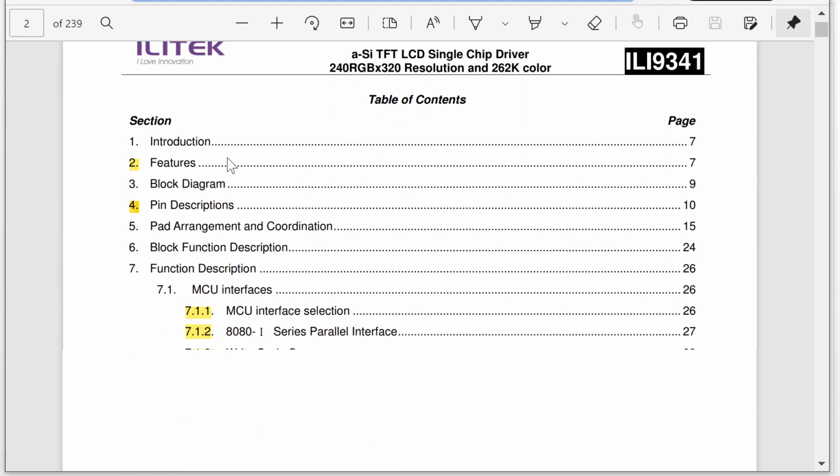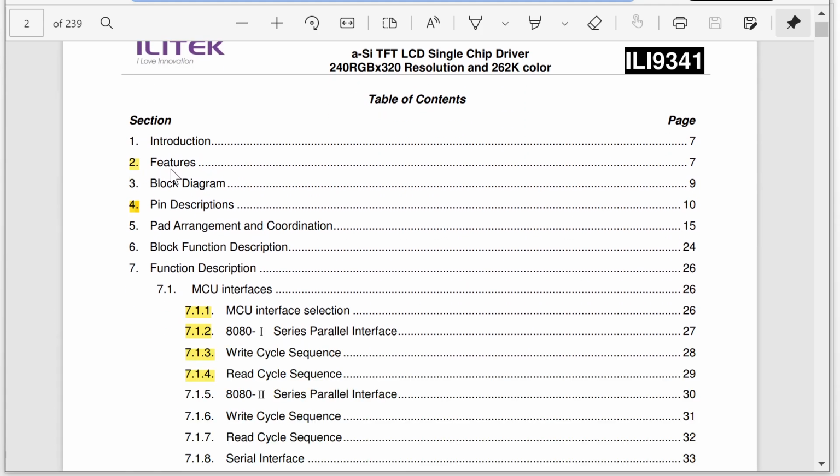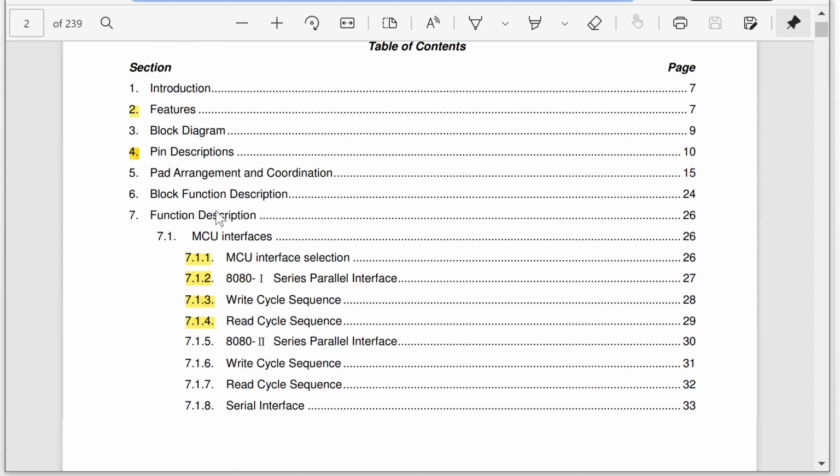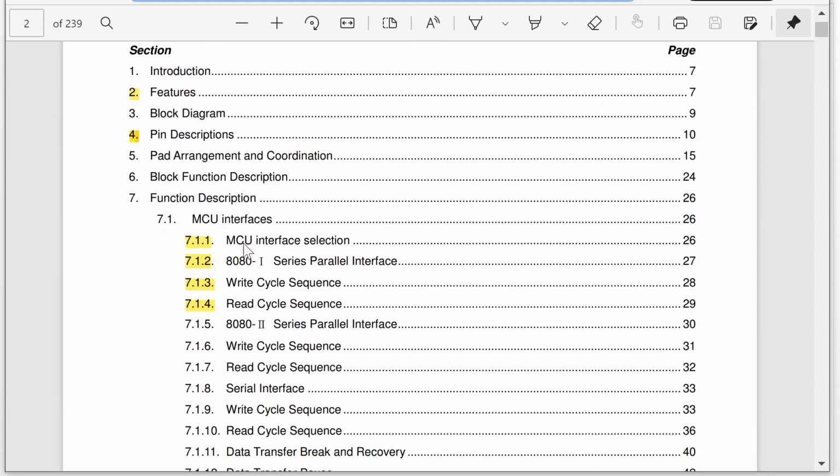The first thing, we will take a look at the feature. The second thing, we will take a look at the pin description. Next, we will discuss a little bit the MCU interface. For our module, we use the 8080-I parallel interface. It's 16-bit data bus communication. So we will check these four parts.